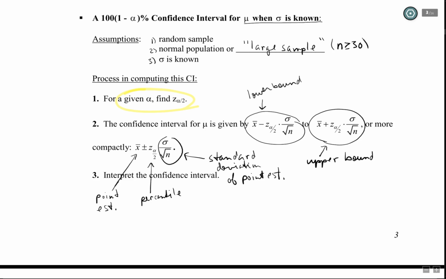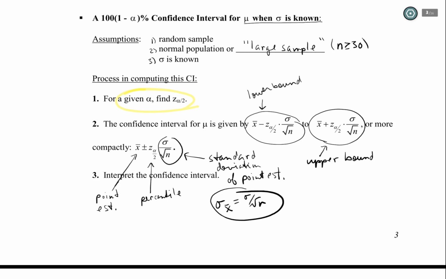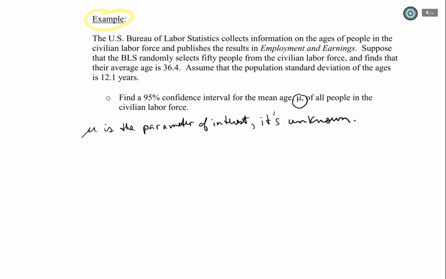Remember from previous lessons, the standard deviation of x bar was sigma over root n. So if my estimator here is x bar, then sigma over root n is the standard deviation of the point estimator. This form, a point estimate plus or minus a percentile times a standard error, is going to be a very common form for us in computing confidence intervals. Okay, so let's get back to this example, estimating the average age. So we're going to use the formula.